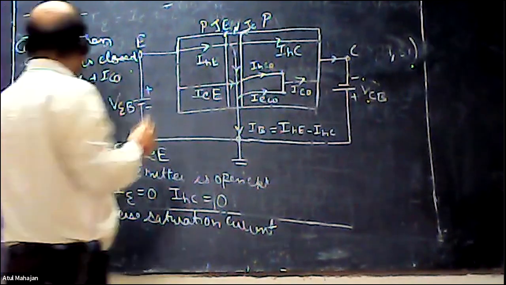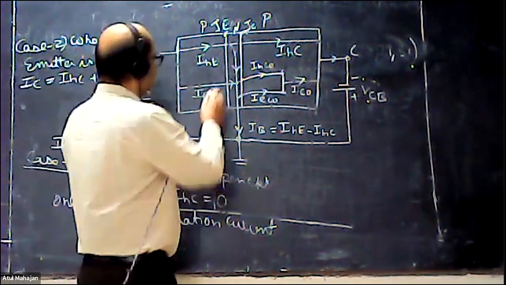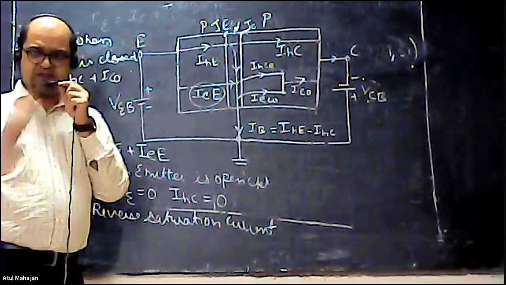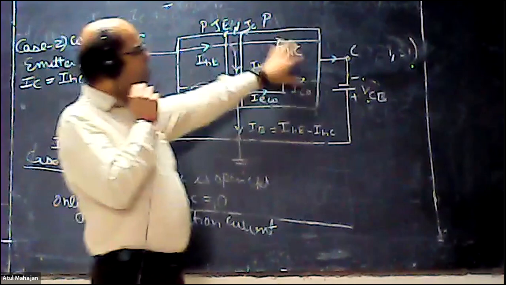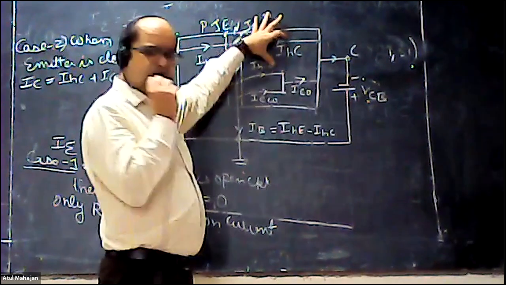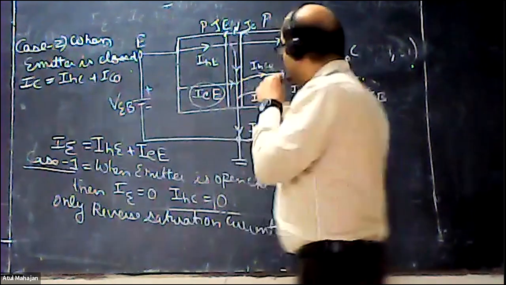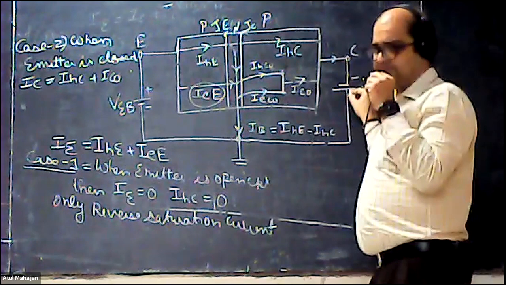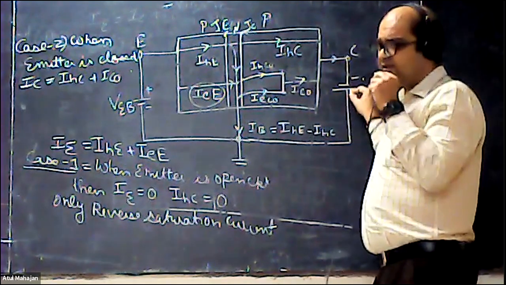So what happens over here is that these particles are minority charge particles. When they reach the collector, this is the concentration of the current that is being produced because of the forward bias voltage. Now, the collector base is what? The collector base is reverse biased, isn't it?